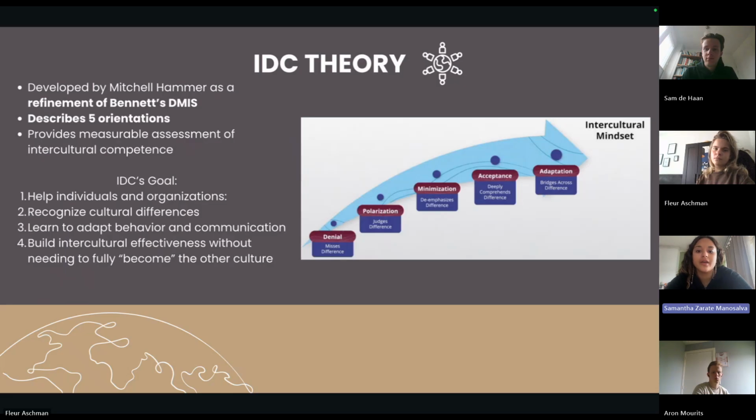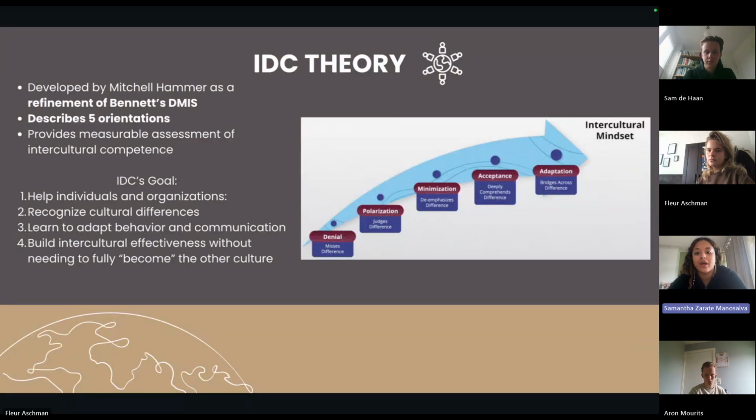Now let's move to the IDC theory. It was developed by Mitchell Hammer as a refinement of Bennett's DMIS theory. In this case, it describes five orientations, which are denial, polarization, minimization, acceptance, and adaptation. And in this one, we don't include the integration part. It provides a measurable assessment of intercultural competence.